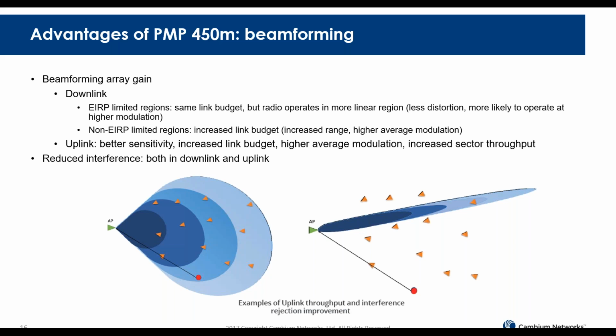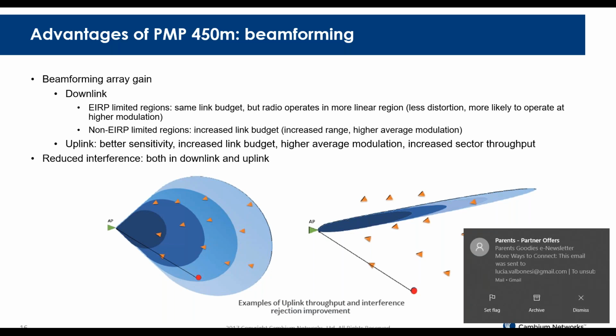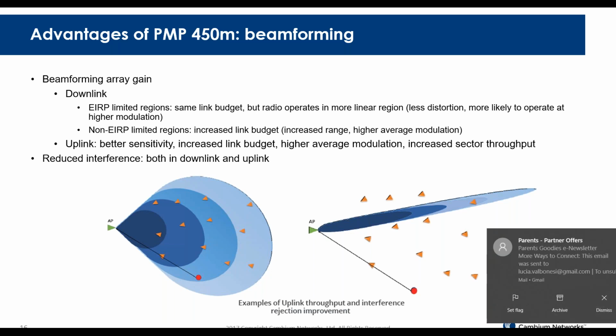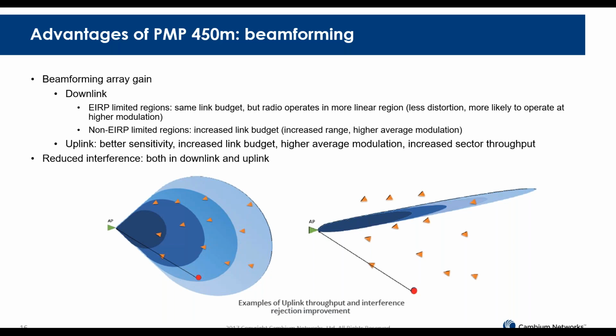In the downlink direction, we have to distinguish between two cases, between regions that are EIRP limited and regions that are not EIRP limited. Traditionally, the EIRP is seen as the sum of the transmit power and the antenna gain. But if we have multiple antennas at the access point, we also have a third term, which is the array gain.